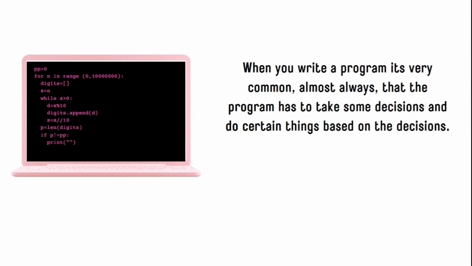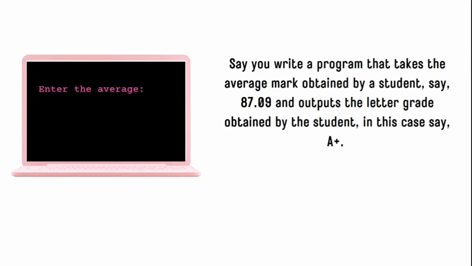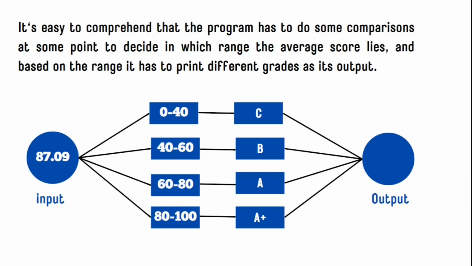When you write a program, it's very common, almost always, that the program has to take some decisions and do certain things based on the decision. Say you write a program that takes the average mark obtained by a student, say 87.09, and outputs the letter grade obtained by the student, in this case, say A+. It's easy to comprehend that the program has to do some comparisons at some point to decide in which range the average score lies. And based on the range, it has to print different grades as its output.